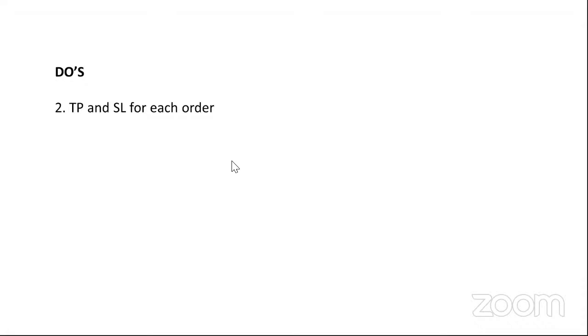And the second thing with the do's is you can have the target profit and stop loss for each order, no problem there.